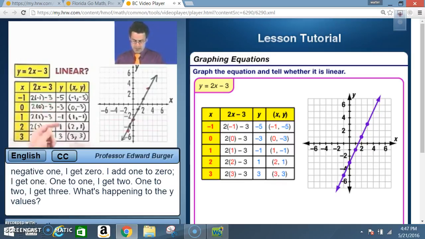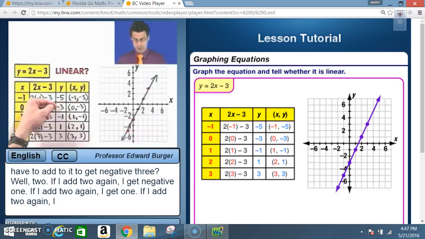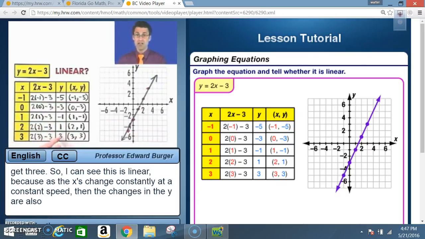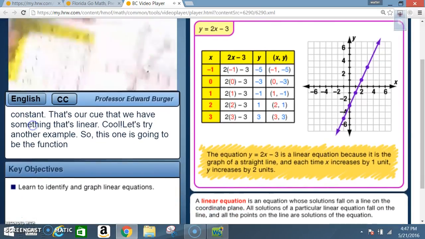And what's happening to the y values? Well, notice that they're actually changing at a constant rate too. Can you see what the constant rate is? Well, I have -5, and what do I have to add to it to get -3? Well, 2. And if I add 2 again, I get -1. And if I add 2 again, I get 1. And if I add 2 again, I get 3. So I can see this is linear because as the x's change at a constant rate, then the changes in the y are also constant. That's our cue that we have something that's actually linear. Cool. Let's try another example.